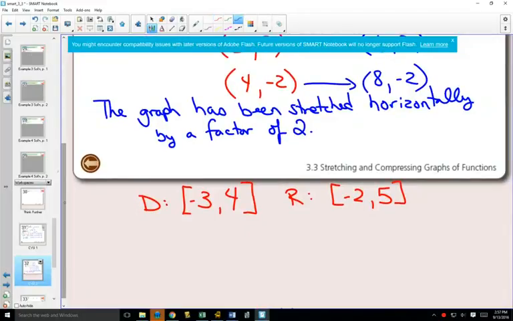On our transformation, our smallest x value is now negative 6, and our largest x value is now 8. And for our range, it still goes from negative 2 to 5. And that should make sense, because if we think what changed, we took our x values and multiplied them by 2. So our y values don't change at all, and our x values have been multiplied by 2.